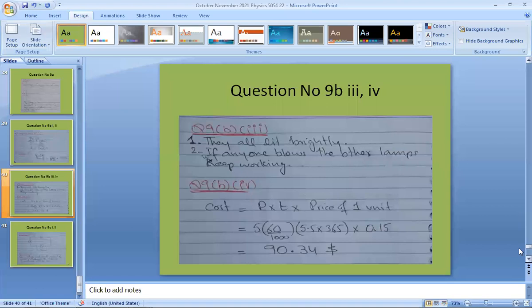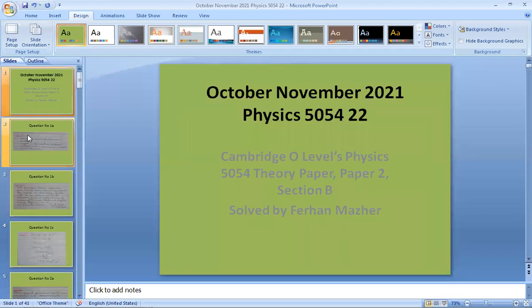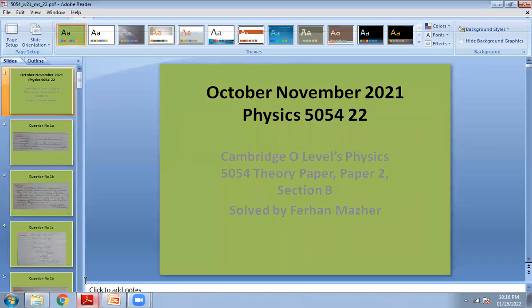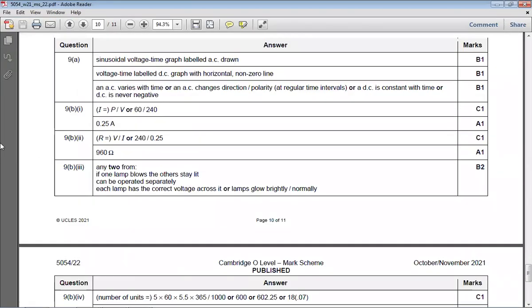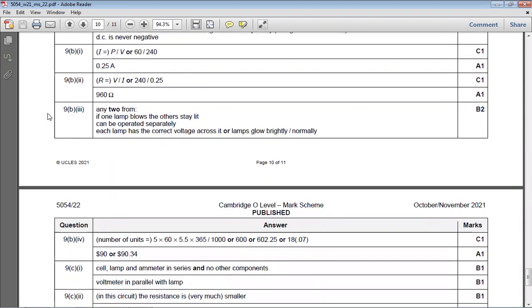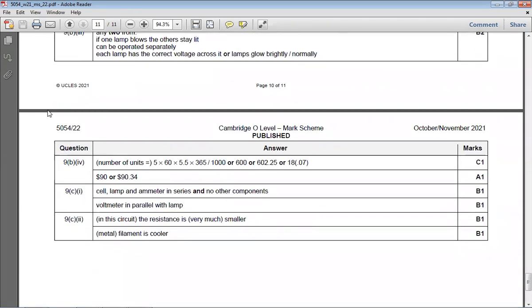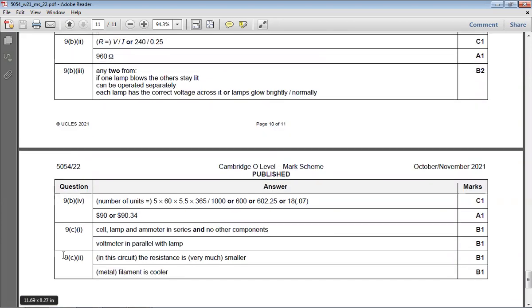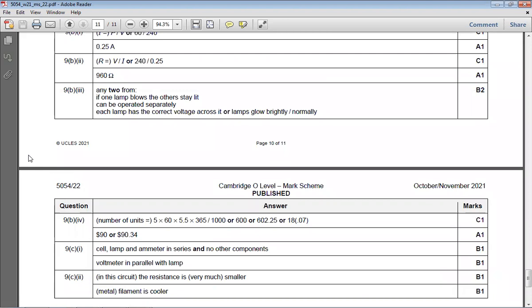So we are done with this paper. Let's have a look at the marking scheme. My dear students, the marking scheme of question number 9 is showing up on your screen. You can pause the video, take your time and read this marking scheme carefully. I have already checked my answers with the marking scheme. So please take your time and read it carefully.